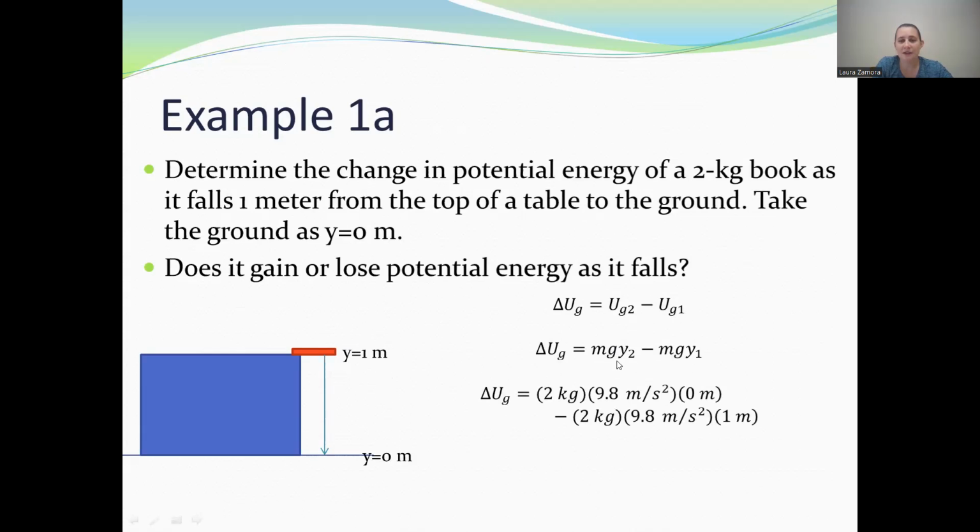So at the end of its journey, it is at a height of 0 meters because it is ending up on the floor, which is our reference point of 0. Right, so we have the mass times g times a height of 0 minus, and here's our initial potential energy chunk, mass times g times the initial height of 1 meter. So that means we went through a change in potential energy of negative 19.6 joules. Okay, fairly straightforward to calculate.